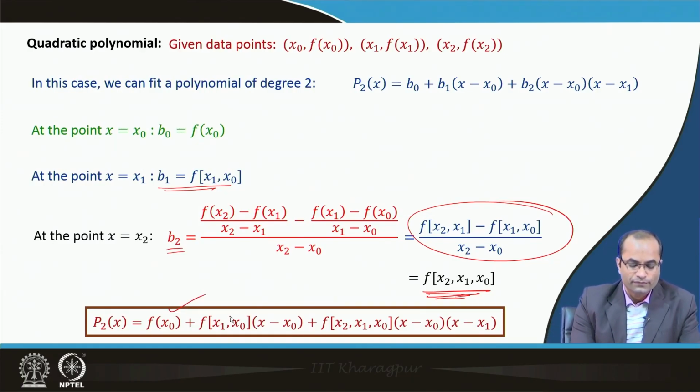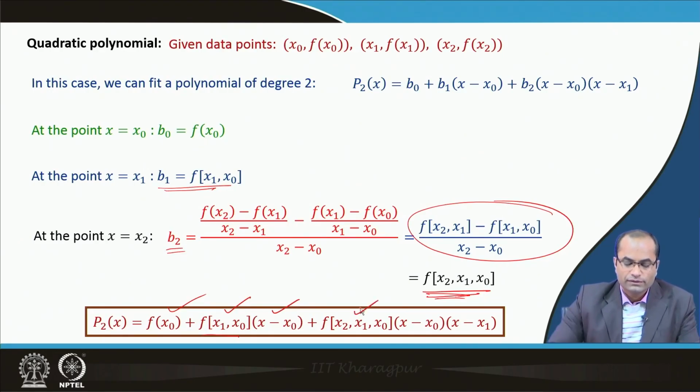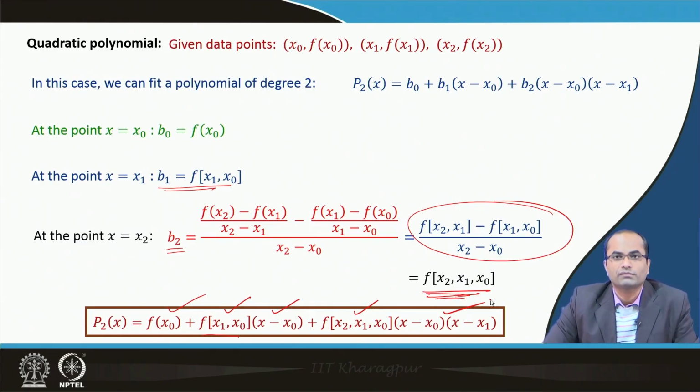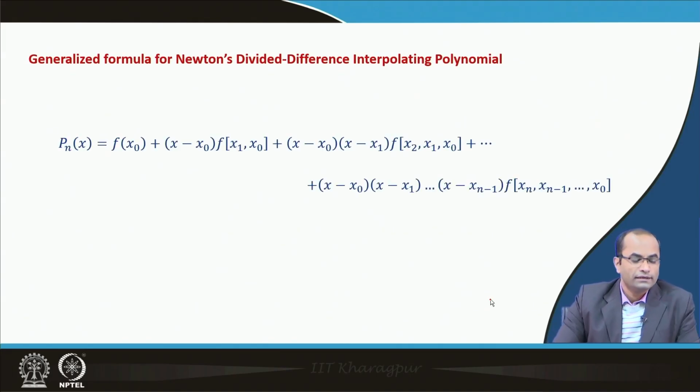So, f(x naught), then f[x 1, x naught], this divided difference multiplied by x minus x naught, and then we have this another divided difference multiplied by this product x minus x naught and x minus x 1. So, now we can continue this for the third order polynomial or the fourth order polynomial, and in general we have such a formulation.